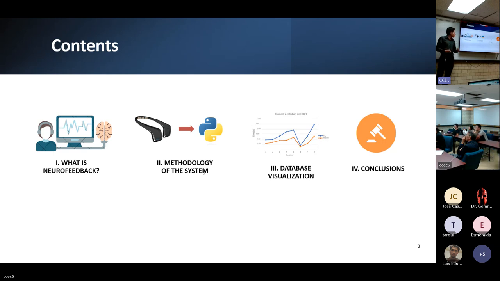Then we can move forward to the system's application and why it is so important to provide users with attention. Once we review this, we will see the data visualization that the system recorded previously from three participants. And finally, we will see the results of the TOVA test to test the efficiency of the system.